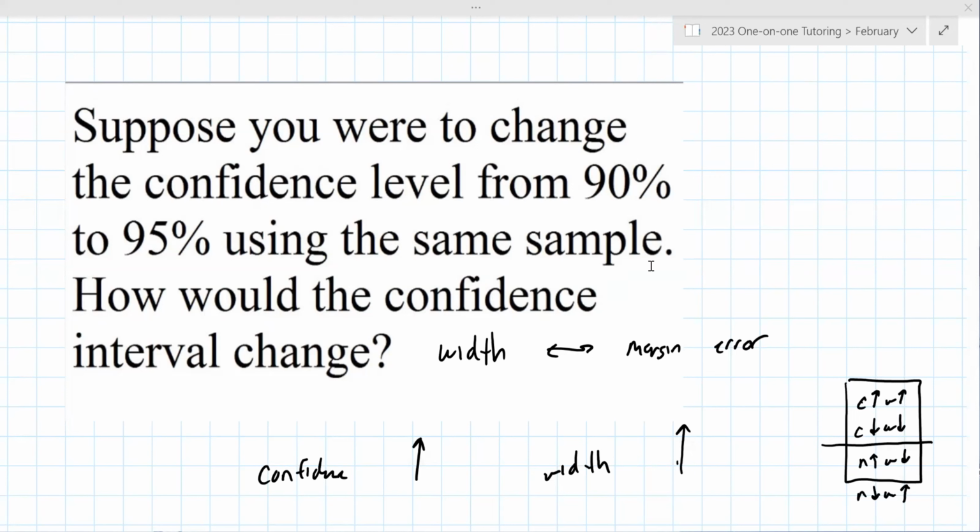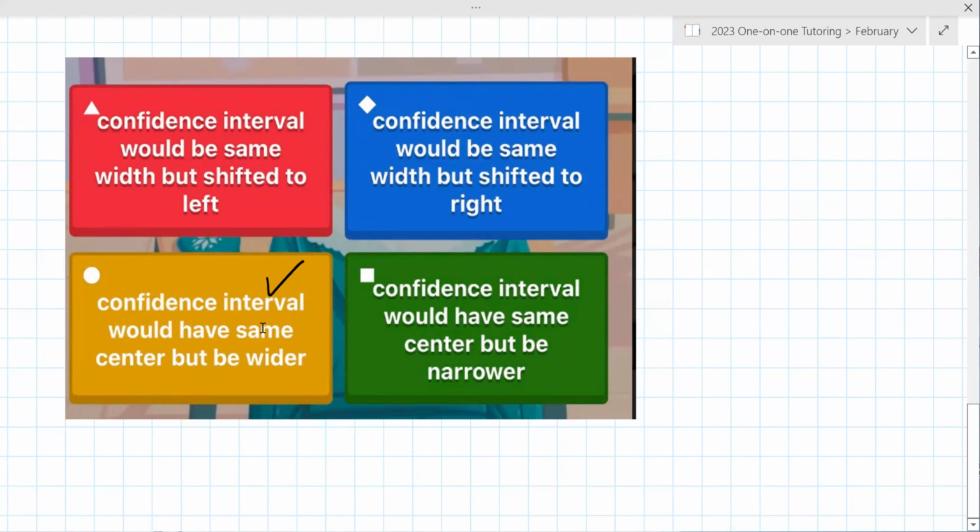The yellow circle. Yes. So these confidence intervals, they either get wider or narrower. So it's never shifting. There are ways to shift it, but I don't think that that's what your instructor is trying to emphasize here.